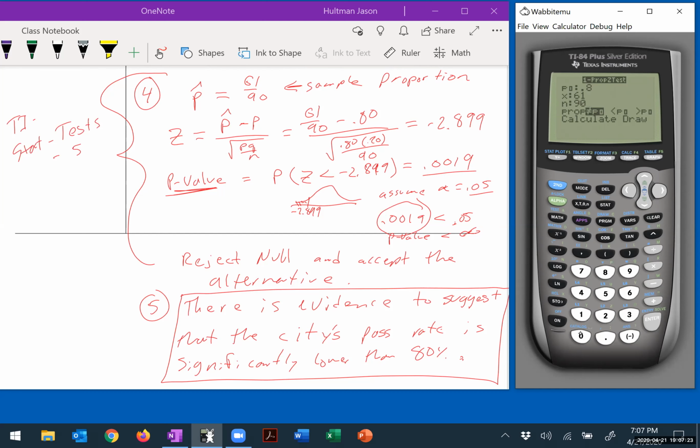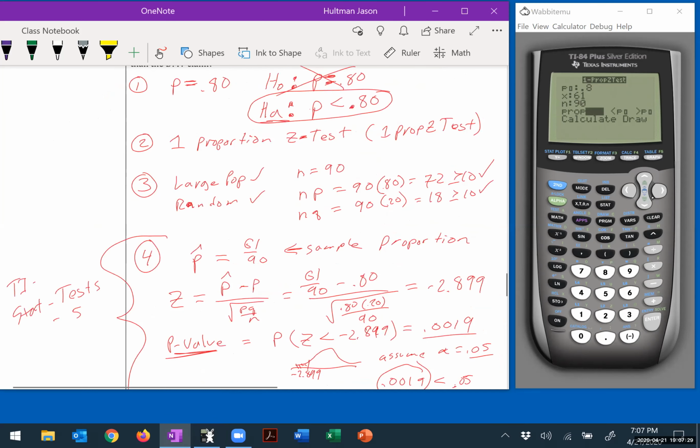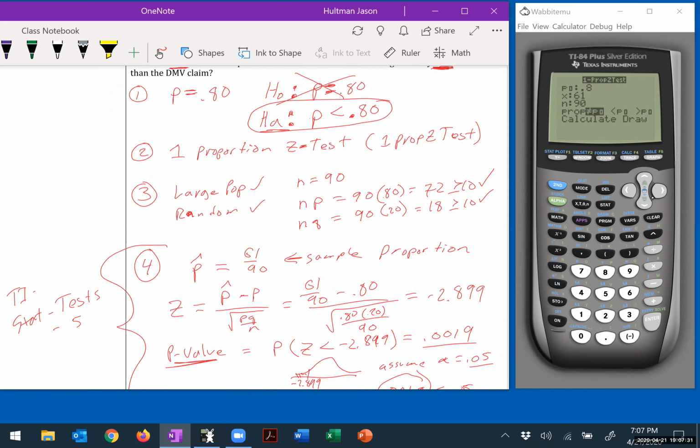Okay, and it says, what do you want to compare against? Do you want this to be not equal to, less than, or greater than? Well, I want it to be less than. I want to compare less than my null hypothesis. I'm going to hit arrow over, I'm going to hit enter, and that's going to give me less than.